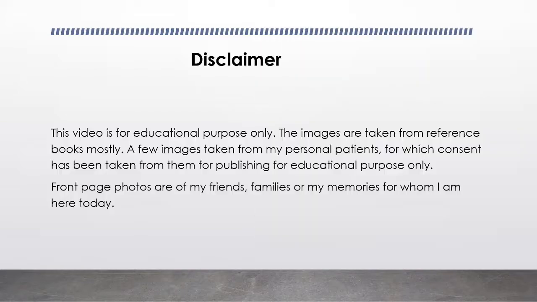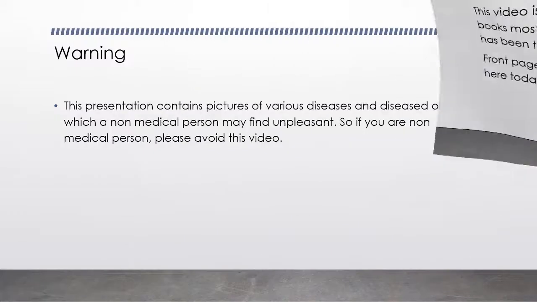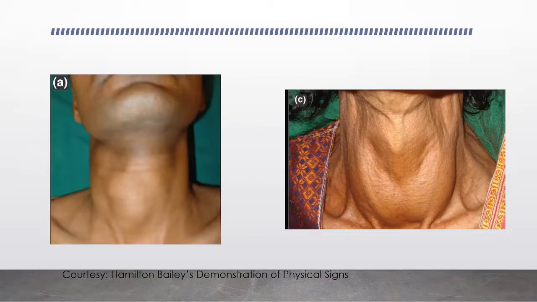Thyroid gland examination. The disclaimer: these pictures are taken from Hamilton Bailey's Demonstrations of Physical Signs. Here you can see two pictures. In the left one there is a solitary thyroid nodule, one single nodule over that region, and in the right picture you are seeing that the whole thyroid gland is enlarged. Okay, the thyroid swelling can be solitary or the whole thyroid gland can be enlarged.